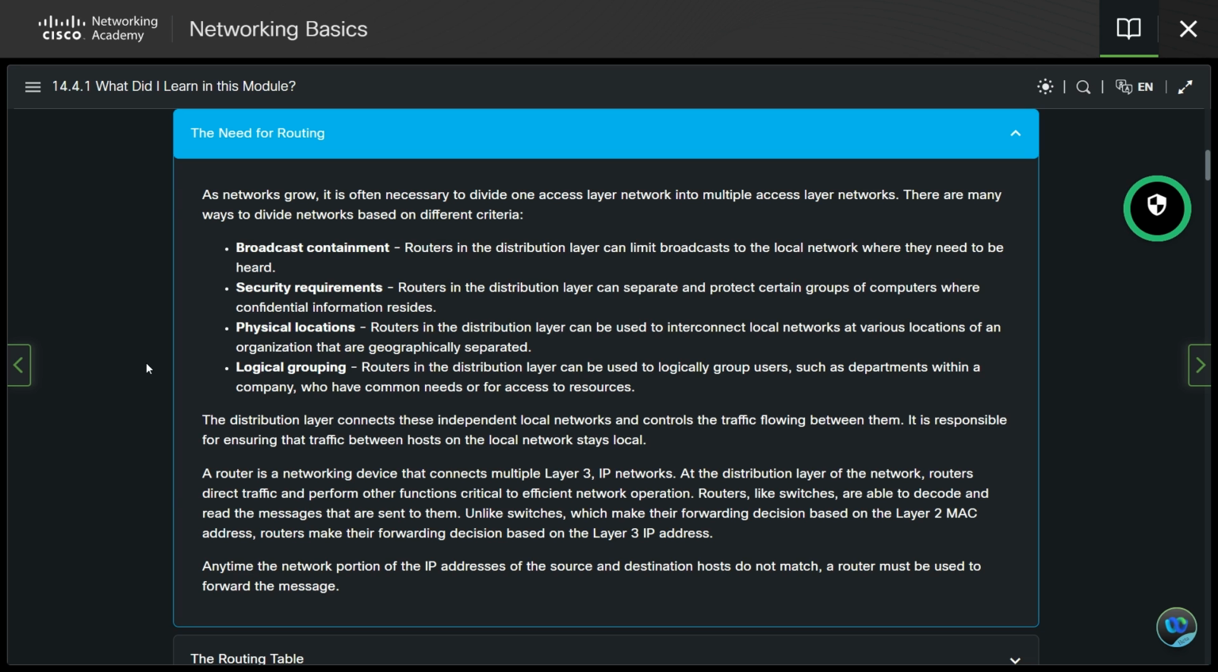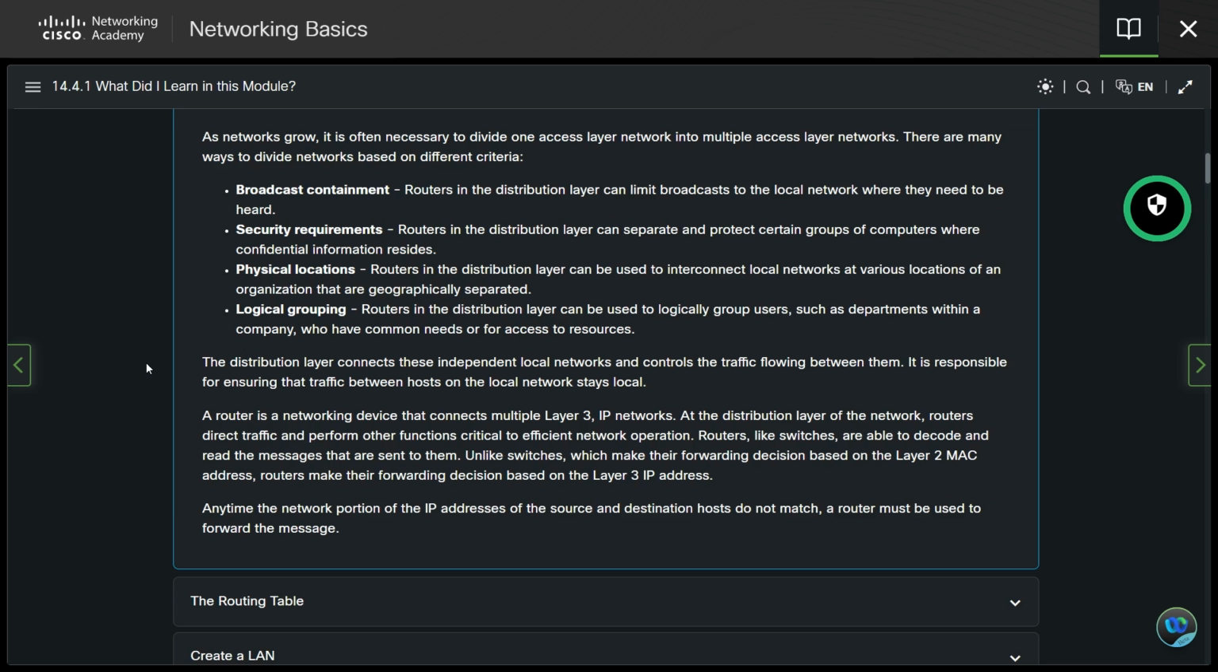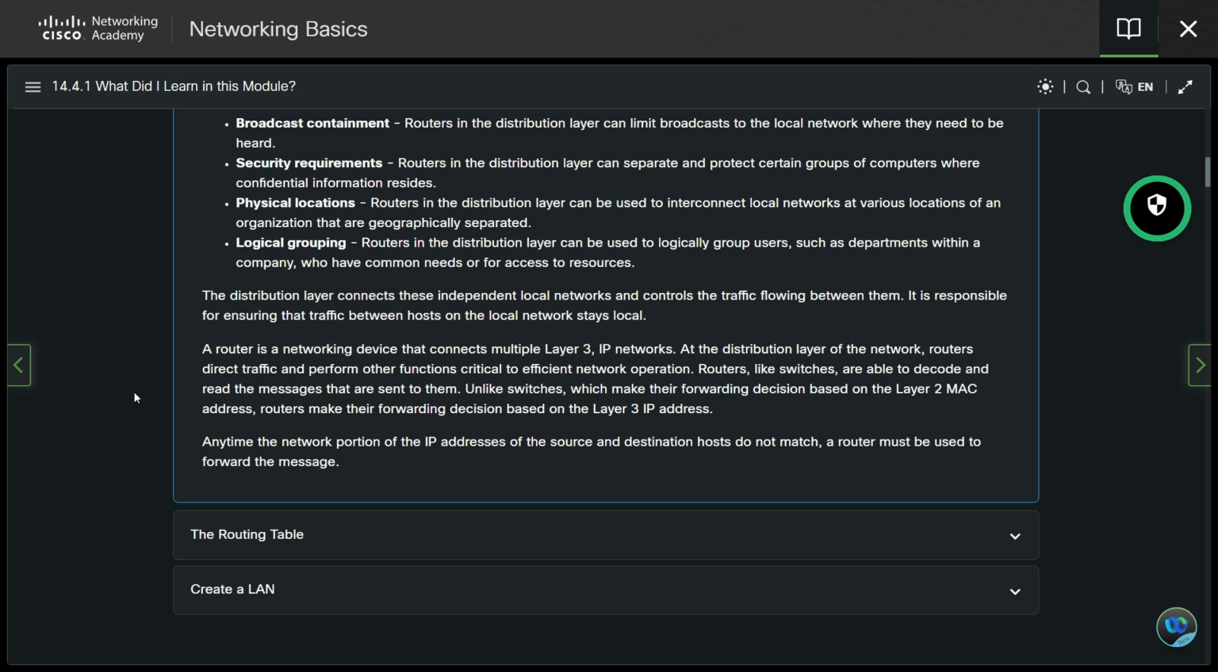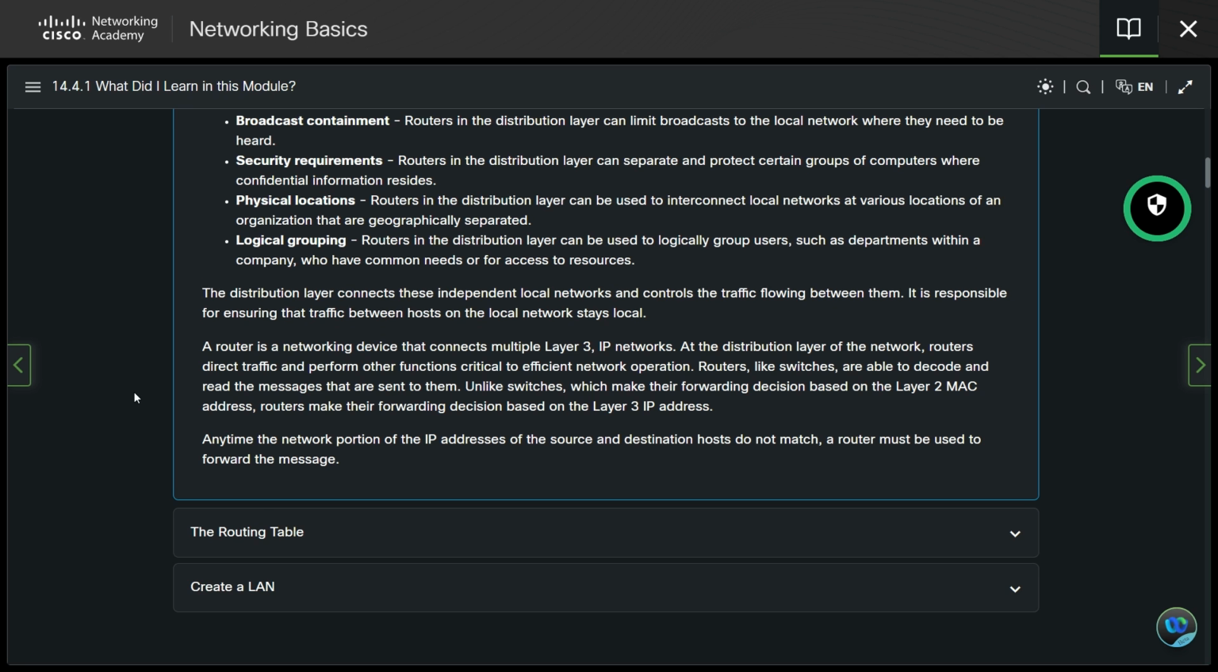Routers, like switches, are able to decode and read the messages that are sent to them. Unlike switches, which make their forwarding decision based on the layer 2 MAC (media access control) address, routers make their forwarding decision based on the layer 3 IP address. Anytime the network portion of the IP address of the source and destination host do not match, a router must be used to forward the message.